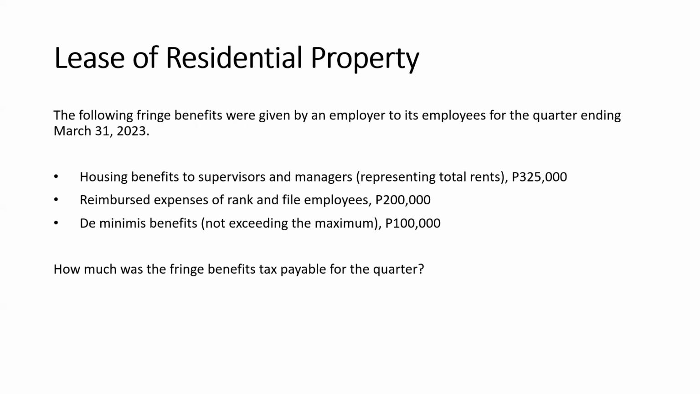How about lease of residential property? Sabi natin, kukunin natin yung lease amount times 50% divide 65% times 35%. That is the fringe benefit tax payable for the quarter, 87,500. So dito pinakita na natin yung straight line computation. Kunin mo yung 325,000, i-multiply mo ng 50%, i-divide mo ng 65%, i-multiply mo ng 35%. That is the fringe benefit tax.